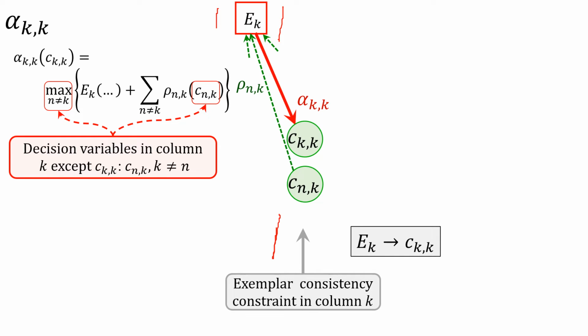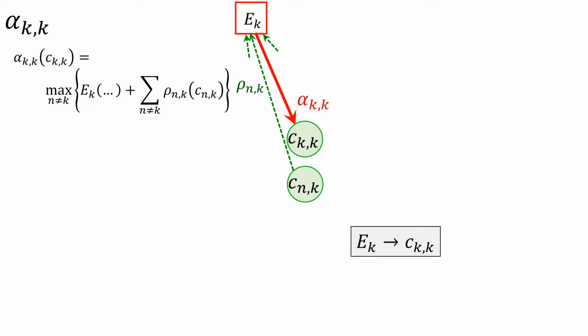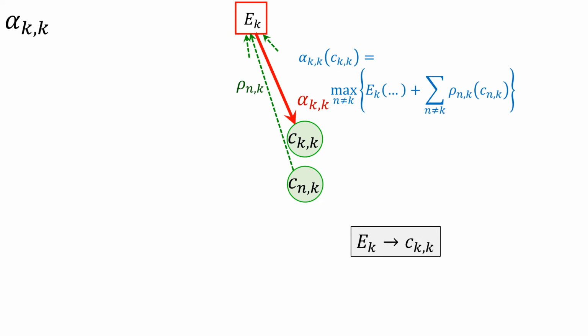And like I just said, this summation takes place over all CNKs except CKK. And that's what this maximization is carried out over. Whereas the arguments to this function ek include both the CNKs and the CKK too. Okay, so this is our expression for alpha kk. And since it's important, let's keep that in mind.